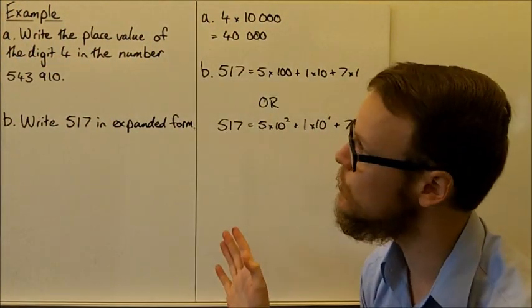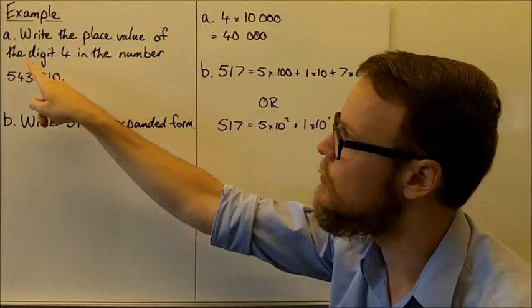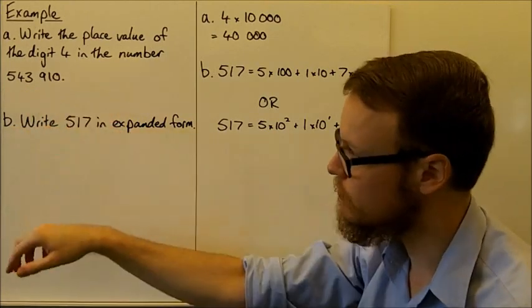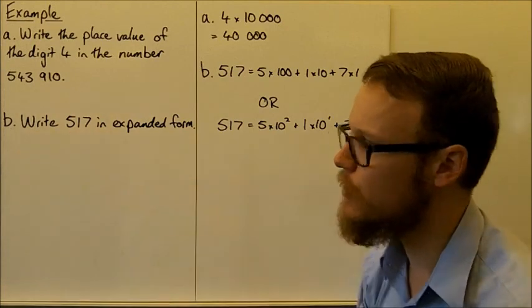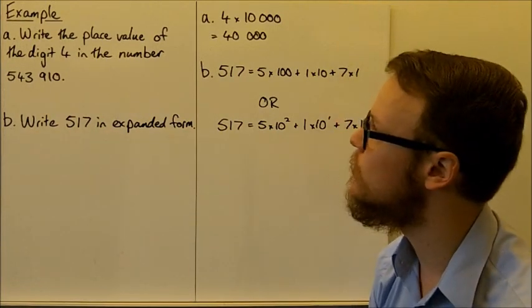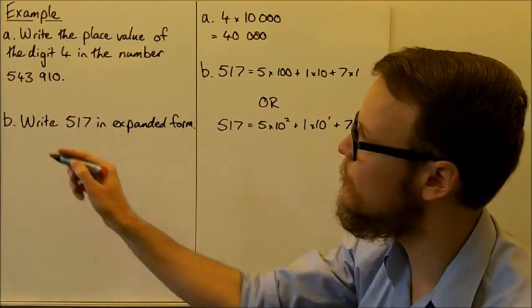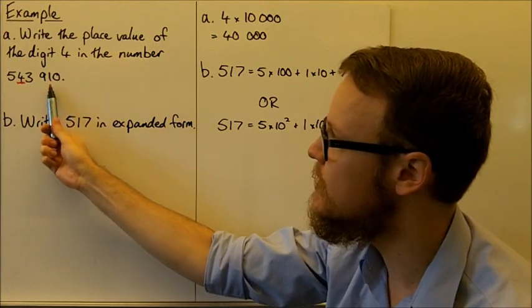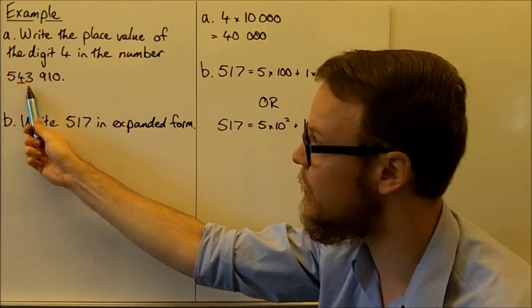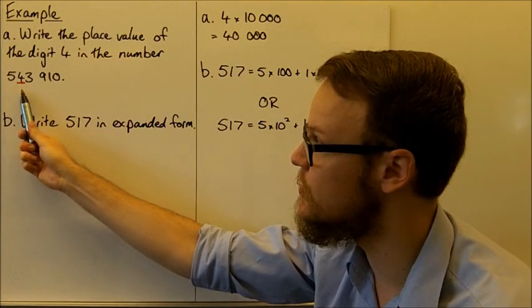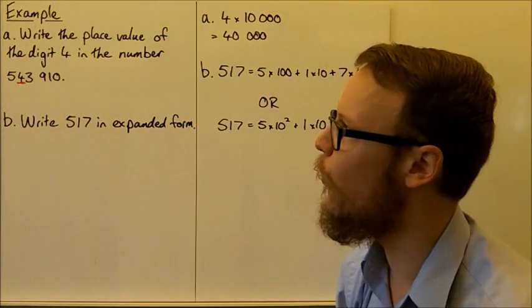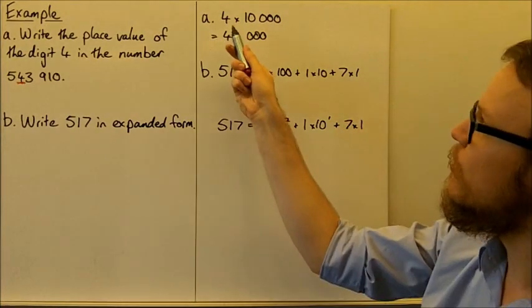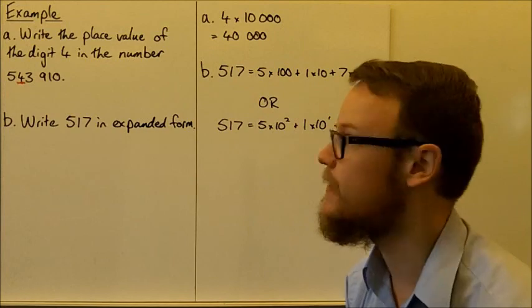So here we've got a few examples for us to look at. Firstly, write the place value of the digit 4 in the number 543,910. And our second question here is: write 517 in expanded form. So if we're looking at just the digit 4, and that place value there, here's the ones, tens, hundreds, thousands, and then we go to 10,000s and 100,000s. So it's in the 10,000s column. So that place value there is the same as 4 times 10,000. So here we have 4 times 10,000 is 40,000.